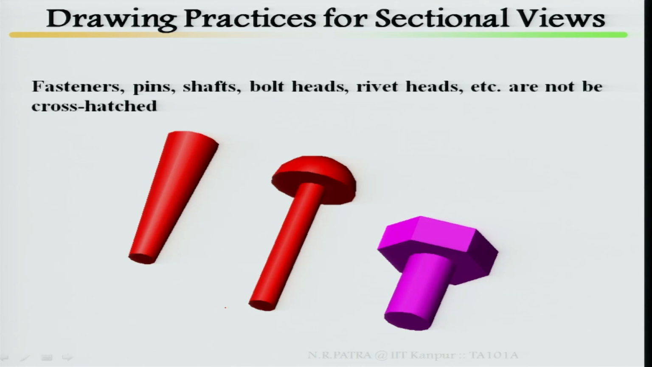Fasteners, pins, shafts, bolt heads, rivet heads are not supposed to be hatched. Fasteners, pins, you put the pins inside, then bolt heads, these are not supposed to be hatched, like screws, these are not supposed to be hatched. So I will stop here. Next class I will start assembly sectioning with typical two or three examples, so that it will be very easy to understand. Thank you.